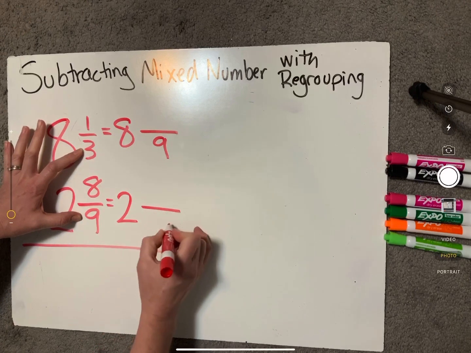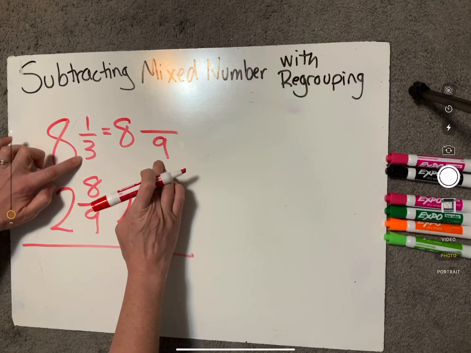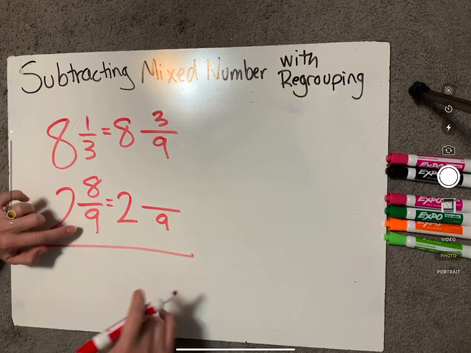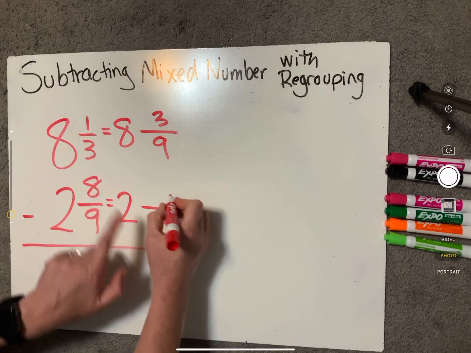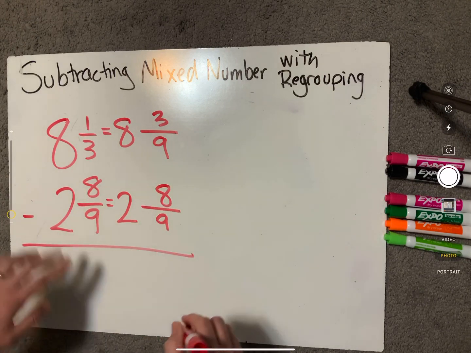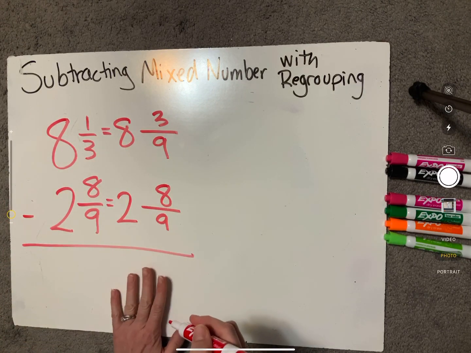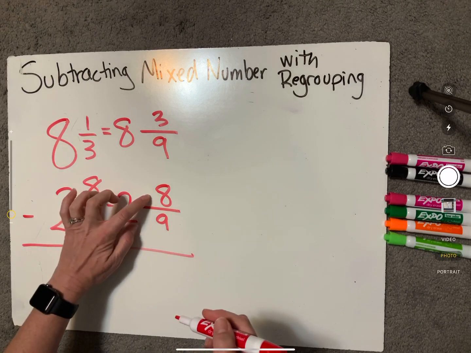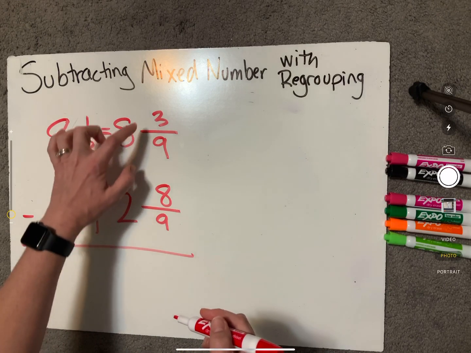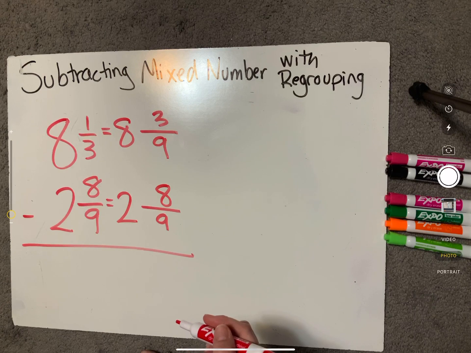So we're going to have 9. 3 times 3 would be 9. 1 times 3 is 3. 9 times 1 would be 9. 8 times 1 would be 8. Now we're ready to subtract, except that I have 8/9 down here that I need to take from the 3/9 up here. So I don't have enough. That's where this regrouping happens.